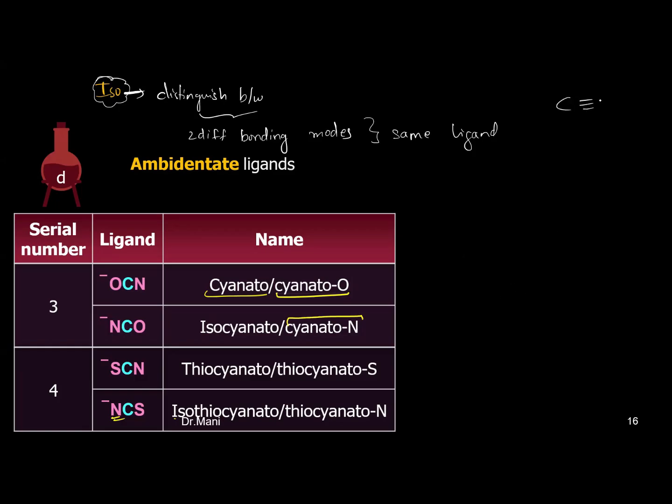So you can say C triple bond N, the binding is happening through the carbon; C triple bond N, the binding is happening through the nitrogen. Both are the same compounds, but they are different modes.